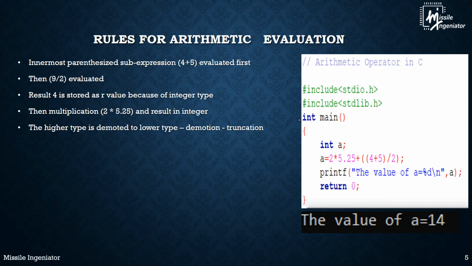Now I'm going to give you one best example. In this example, inside the sub parenthesis, the 4 and 5 are evaluated first. 4 plus 5 is 9, and then 9 is divided by 2. After 9 is divided by 2, we get the value 4.5.